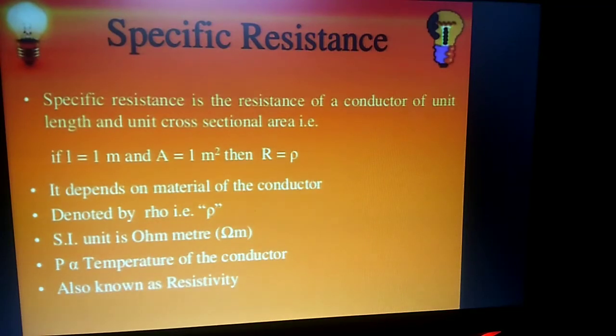Now, what do you mean by specific resistance? Specific resistance is the resistance of a conductor of unit length and unit cross-sectional area. That is, if length is 1 meter and area is 1 meter square, then R is equal to rho. It depends only on the material of the conductor and is denoted by rho. The SI unit is ohm meter. Rho is directly proportional to the temperature of the conductor, also known as resistivity.